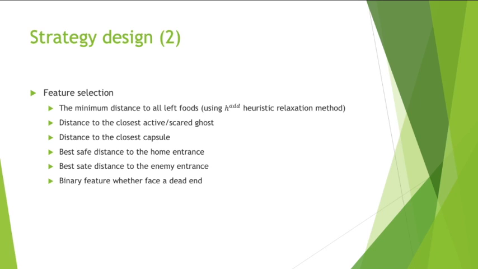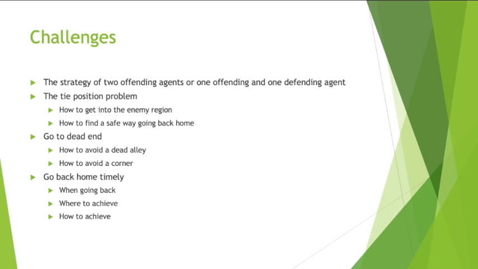This is how we generate our feature values. We generate the minimum distance to the left food using a heuristic reduction method, distance to the closest active scared ghost, distance to the closest capsule, best safe distance to the home entrance, best safe distance to the enemy entrance, and a binary feature of whether we face a dead corner.